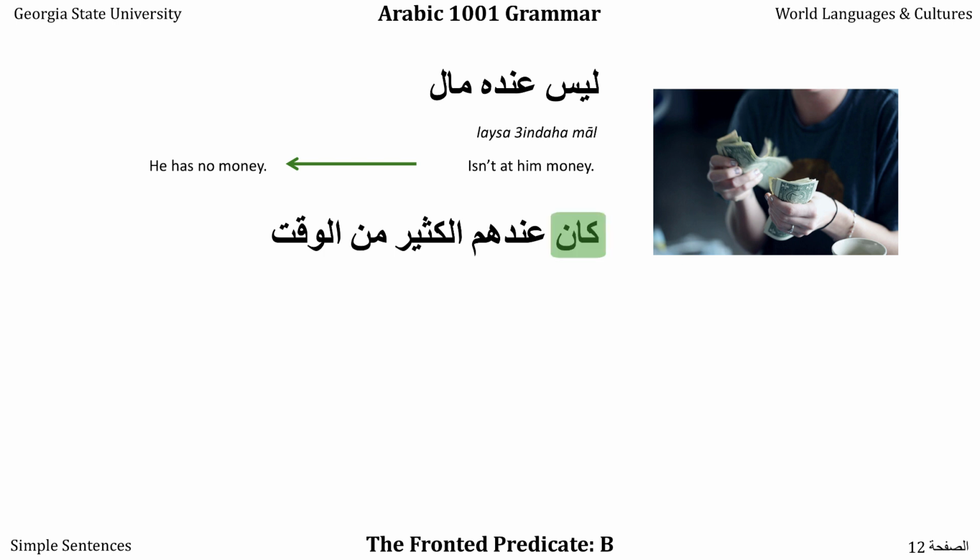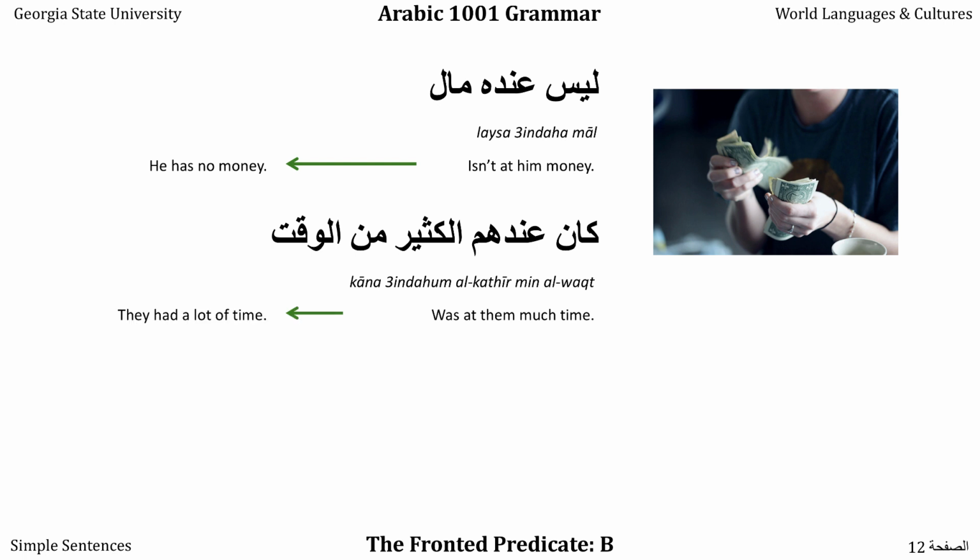Here's another new word, kana. Kana means was. Kana indahum al-kathir min al-waqt. There was at them much time, or in English, they had a lot of time. Remember that ind is not a verb, so we can't put it in the regular verb past tense that you may have learned a little bit of by now. Instead, we have to put the word was before it. And it doesn't matter who had it or what they had or what they didn't have. All we have to say is kana before it. So we put kana before ind to make have into had.